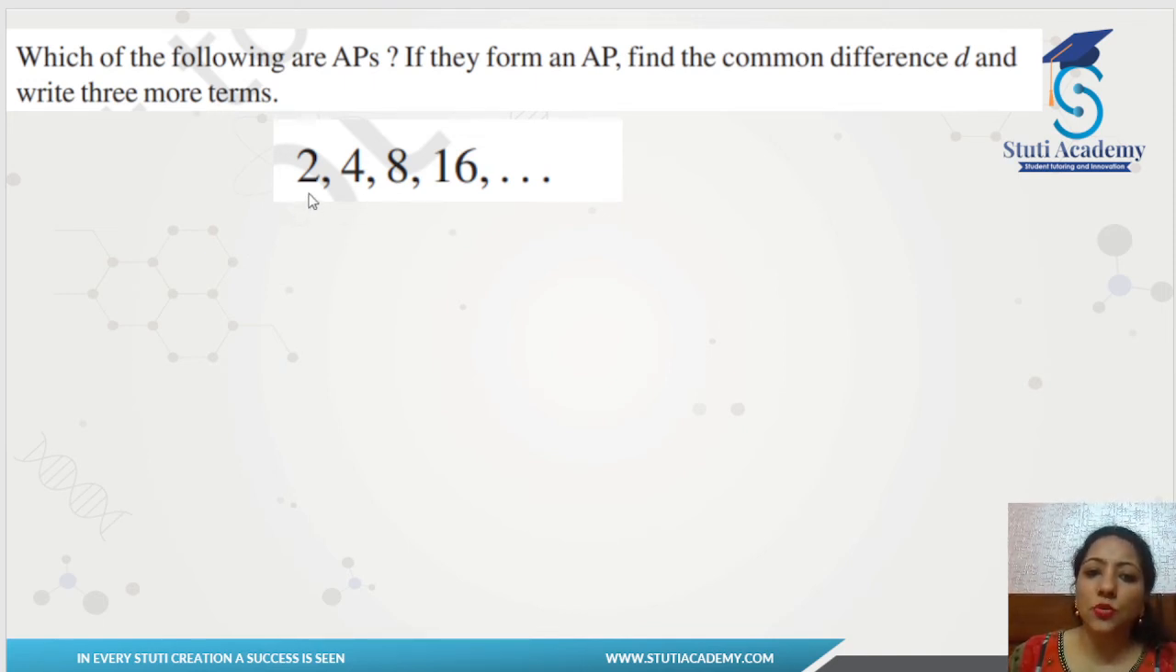So in this case, please notice we are adding 2 here, we are adding 4 here. So we can just stop here. It's not an AP since there's no common difference. Here every time we are adding a different number. So it's not an AP.